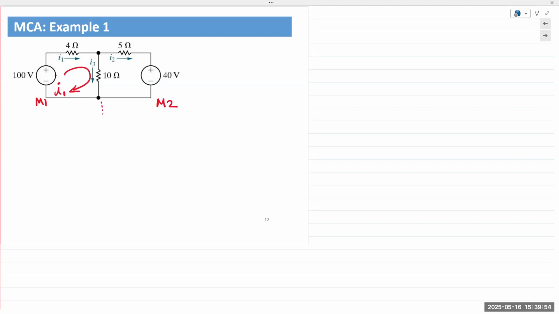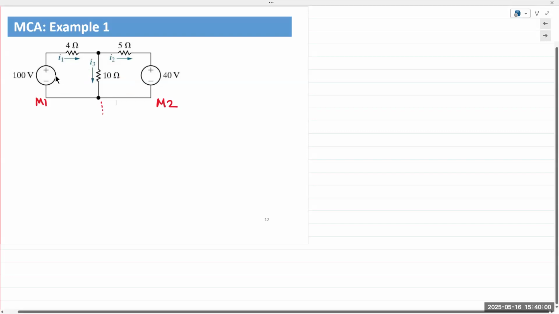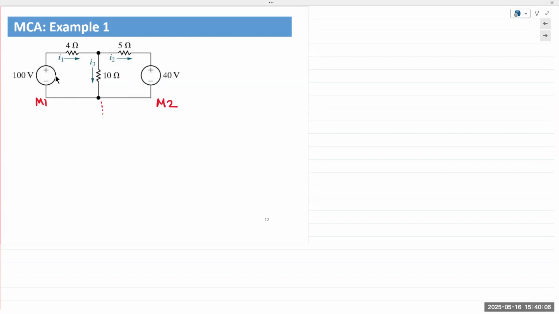I'm going to choose I1. Actually, let me not choose I1, because I1, I2, I3 are already assigned as branch currents. So I'm going to choose a different subscript. I'm going to choose IX and IY. Again, it does not matter what you choose. I Batman, Iron Man, whatever. But you want to keep it short, obviously. So let me choose uppercase IX and IY. Okay, IX and IY.